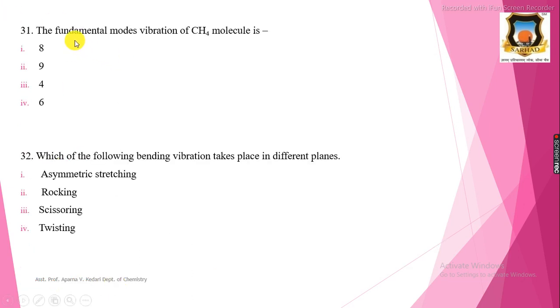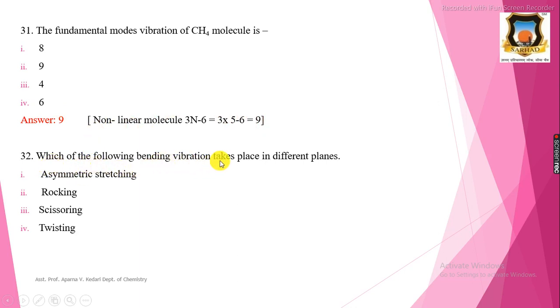Then next, the fundamental modes of vibrations of methane molecule are 8, 9, 4 and 6. The correct answer is 9, because the methane molecule is a non-linear molecule, and for a non-linear molecule it is 3n minus 6. In methane there are 5 atoms. Therefore, 3 multiplied by 5 minus 6, the value is 9. Therefore it shows 9 fundamental modes of vibration.